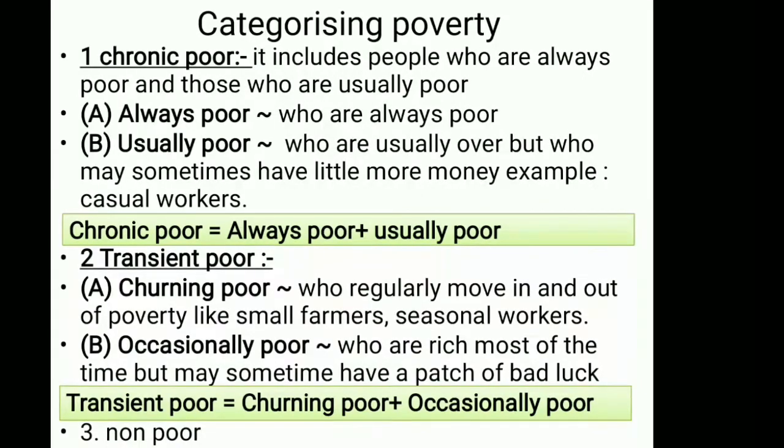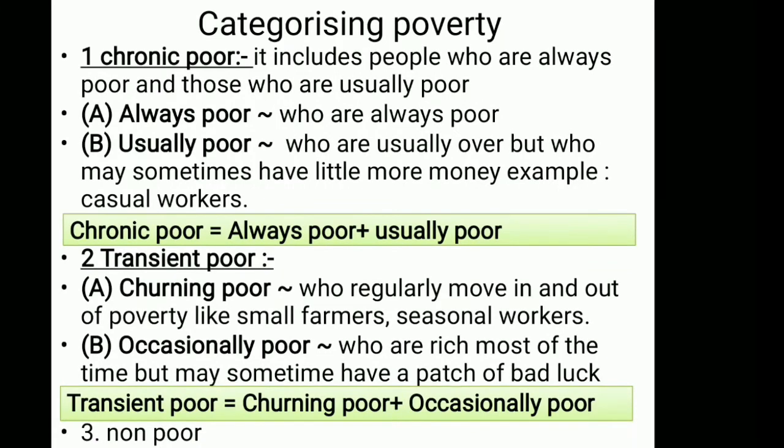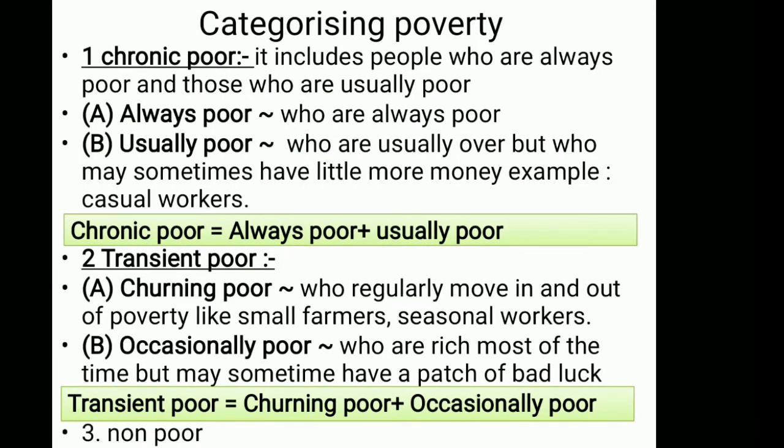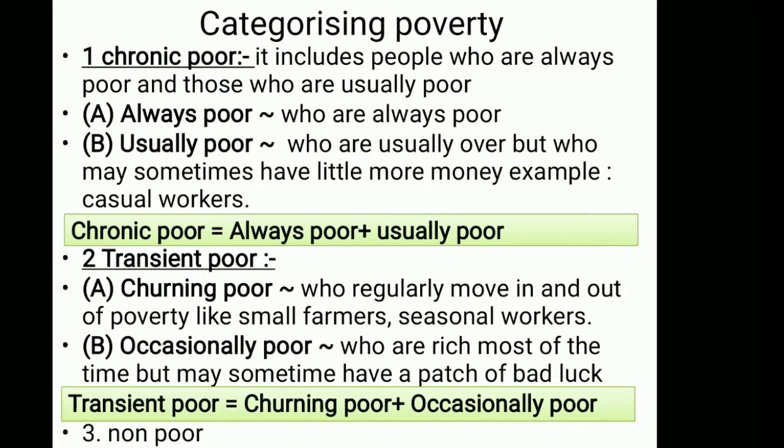Now we are going to see first how many types of poor people we have and how they have been categorized. Poverty has been categorized into three parts. So first of all, we are going to see the first part, that is chronic poor. Chronic poor includes those who are always poor and those who are usually poor. There are two types of poverty in this category. One is always poor and the second is usually poor.